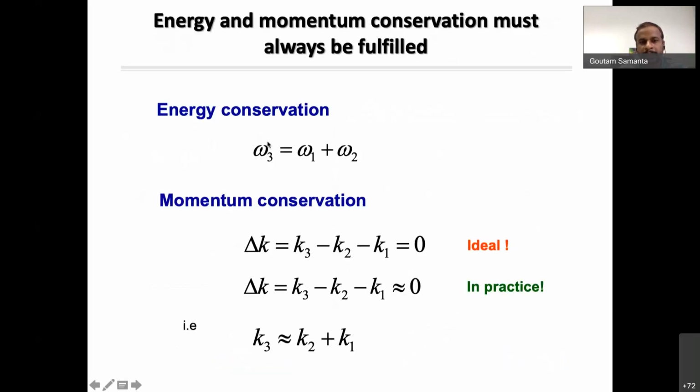So basically, by energy conservation, I mean that omega-3 equals omega-1 plus omega-2. And then ideally, you can have this momentum mismatch be 0. That means K3 equals K1 plus K2. But in practice, if there is some mismatch, that can also be handled in the experiment.